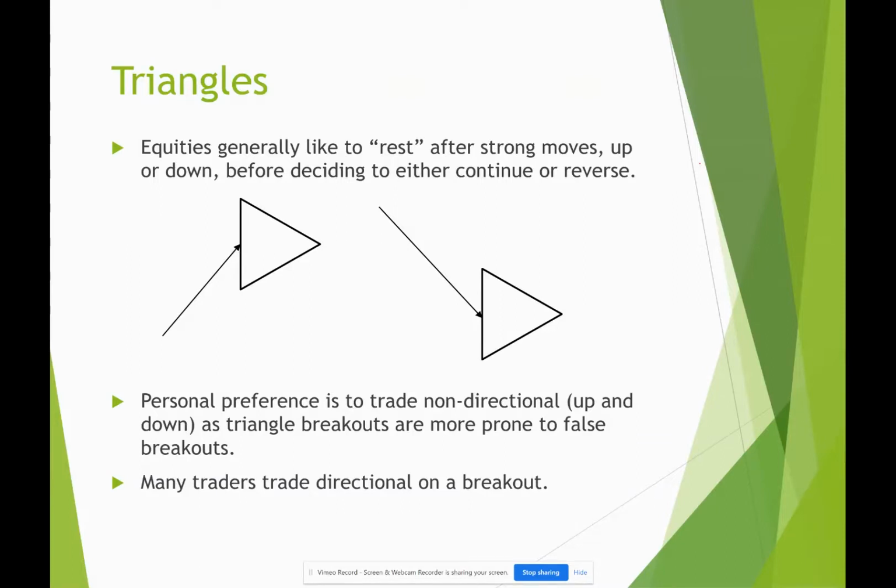Then the price of the stock, the equity, or the asset class is going to make a decision at some point, usually near the apex, to either continue going up or break down, one of the two. And it's the same after a run down: it's either going to decide to go back up or continue down.